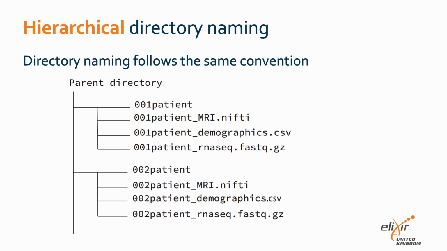Directory naming follows the same convention for file naming. However, make sure you use consistent naming across subdirectories to enable machine readability. This slide shows an example of this, where the naming of subdirectories and companion files is uniform.